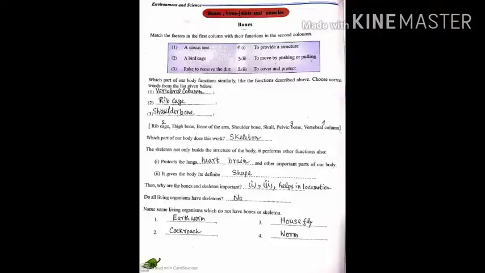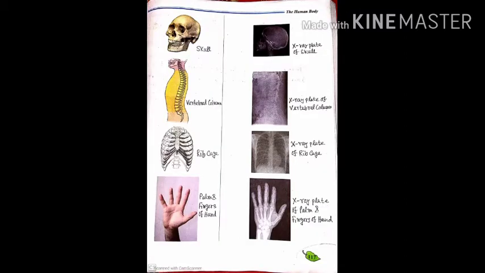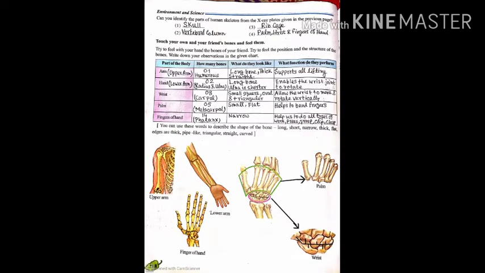Okay. This is page number 116. This page has been worked out. See minutely. This is page number 117. Observe minutely the pictures given here. This is page number 118. This page has been worked out also. Get information from this page.